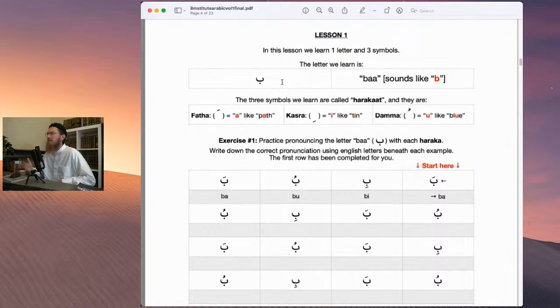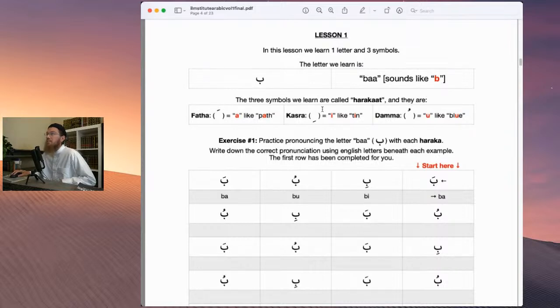That's what I do whenever I teach anything related to Arabic. I take it one baby step at a time. Otherwise, it can be very overwhelming and people give up and get frustrated. I make it very easy, inshallah. So this is the letter that we're learning. This is the letter ba. It sounds like the English B.